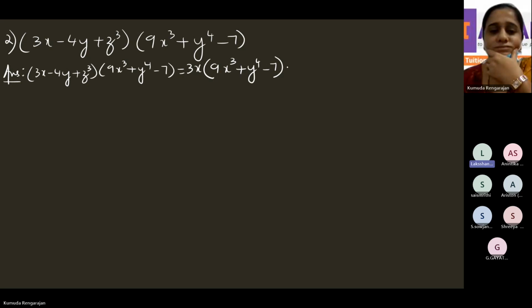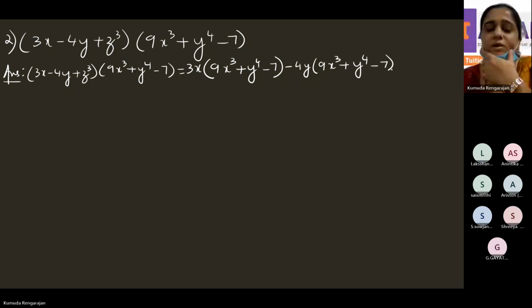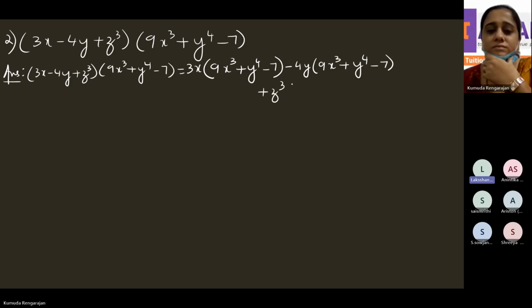Minus 4y into open bracket 9x cube plus y to the power 4 minus 7. Then plus z cube into 9x cube plus y to the power 4 minus 7.